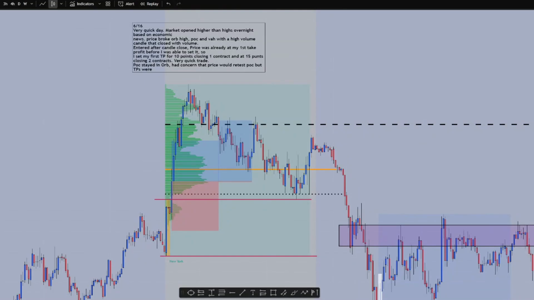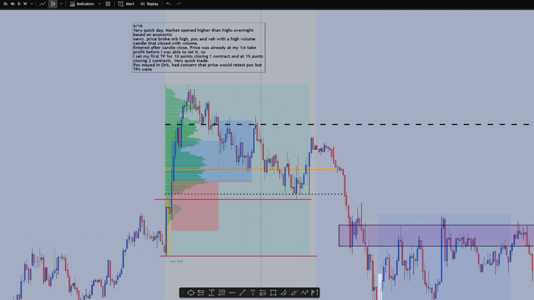I'm going to be breaking down my past trades from the past week. I trade with volume profile and trade off of the 15-minute ORB strategy, breaking up ORB high and ORB low. I only trade ES. I chart on ES, but I actually trade MES, the micros. So I want to break down my trade here. This is from the 16th.